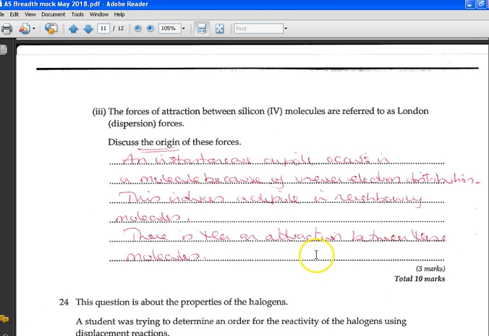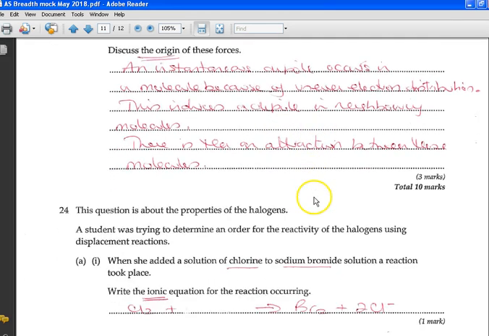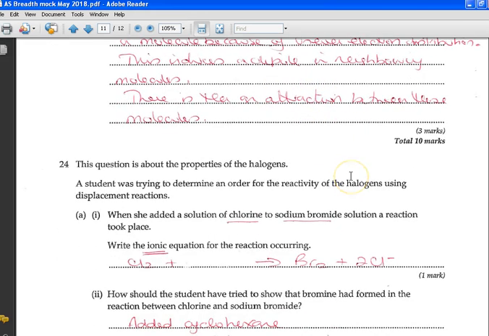And there you go. A number of you didn't. Well, I don't know whether you still don't understand how London forces arise. If you don't, you certainly haven't discussed it with me. So maybe that's what you should be doing if there's something you still don't understand.